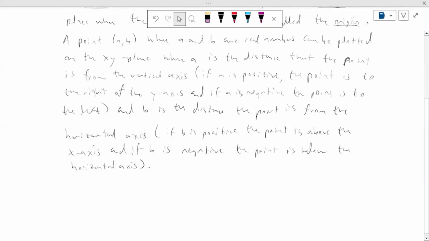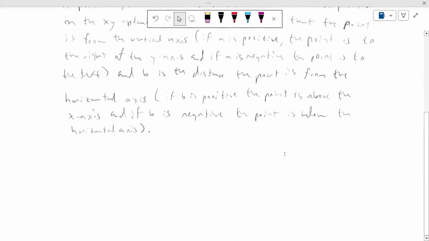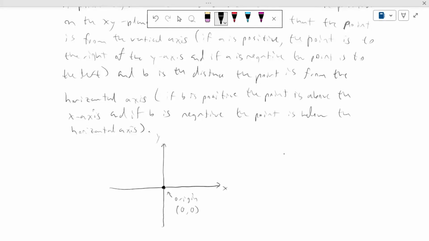Okay. So now that I have the formal definition of what a point is and how to plot it in a 2D plane like this, let's do an example. Here are some axes. Here's your horizontal axis, which remember is traditionally the x-axis. Here's your vertical axis, which is traditionally the y-axis. Right over here, this point is called the origin. It is 0 units away from the y-axis and 0 units away from the x-axis. So its coordinates must be 0, 0.